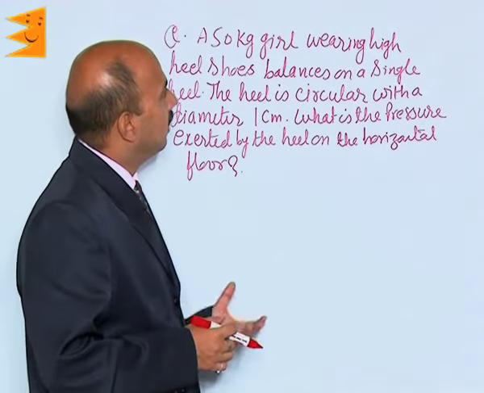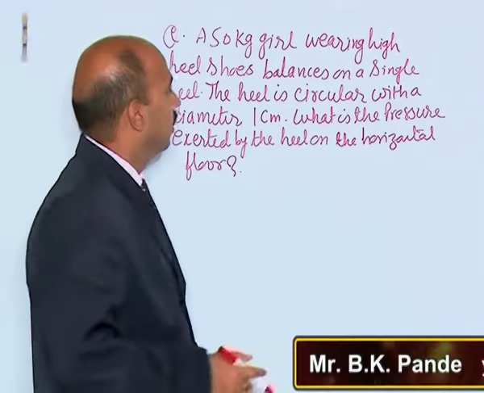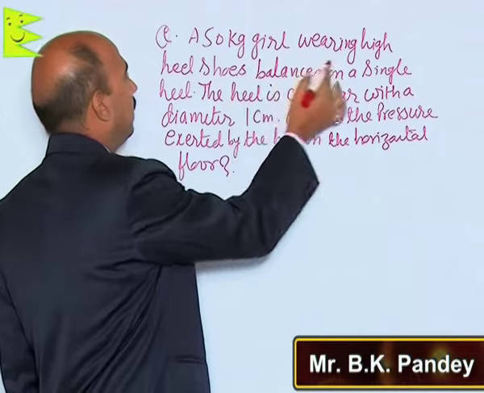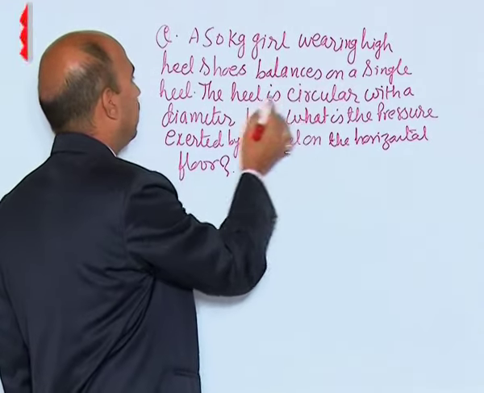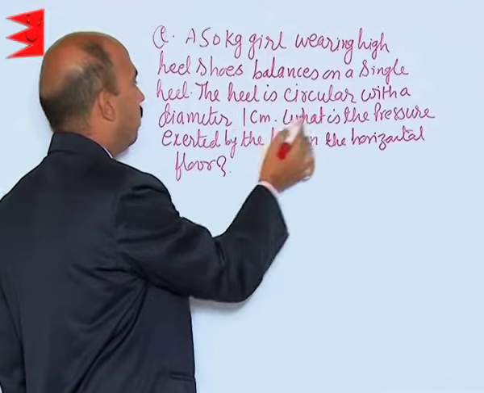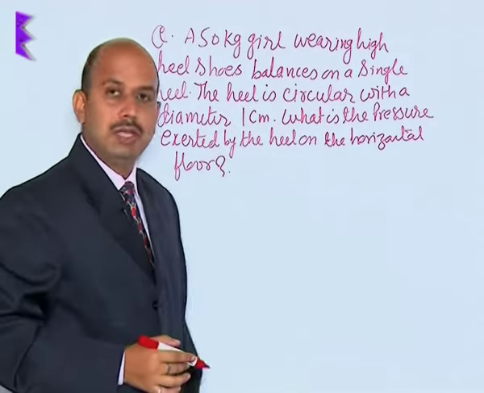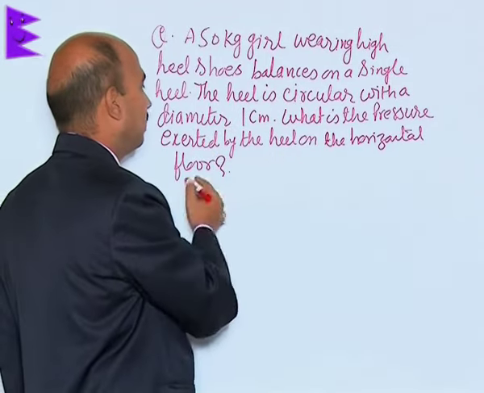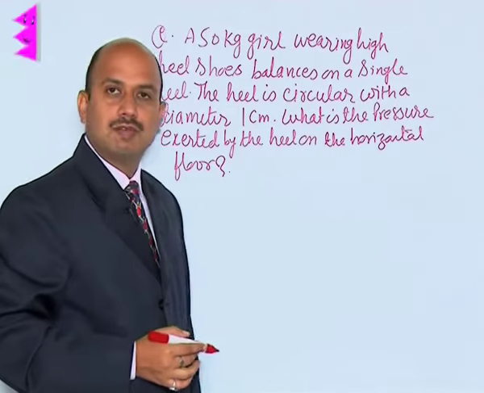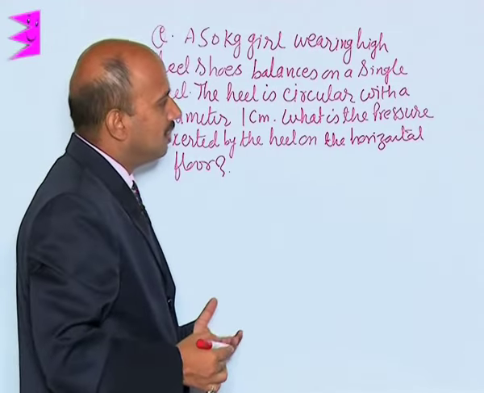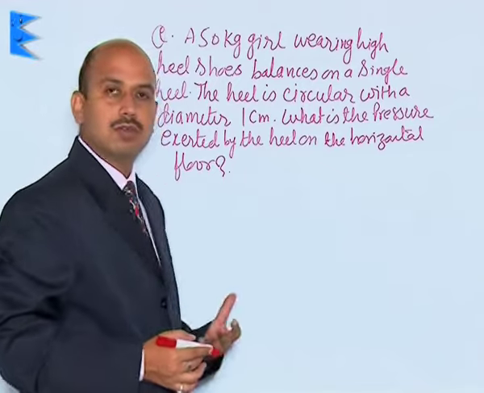Now see here, this is an example related to pressure. A 50 kg girl wearing high heel shoes balances on a single heel. The heel is circular with a diameter of 1 centimeter. What is the pressure exerted by the heel on the horizontal floor? So you have to calculate the pressure exerted by the heel on the horizontal floor.